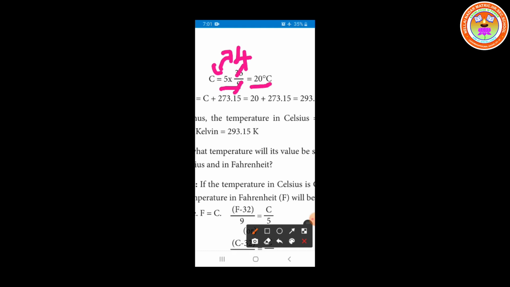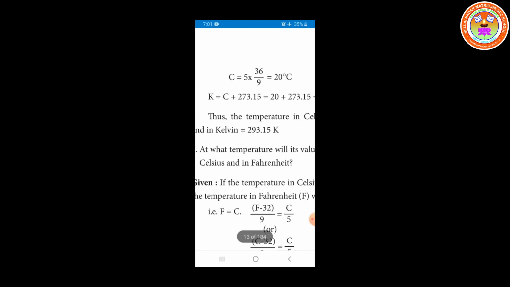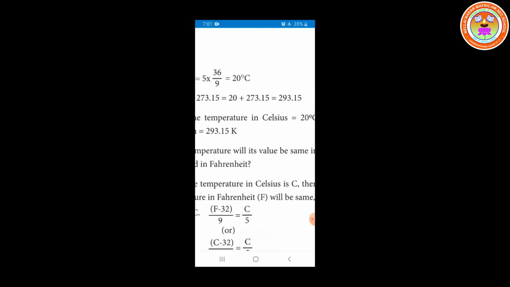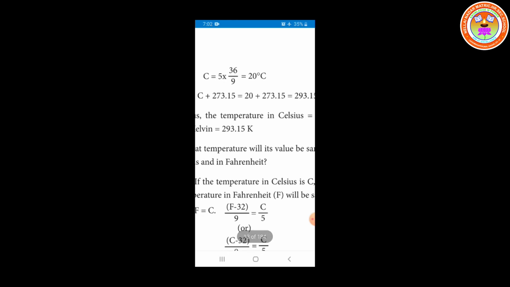The same value you have to convert into Kelvin too. Now we have the value in terms of Celsius. So what's the formula here? K = C + 273.15. Now substitute the value here. 20 plus 273.15. What's the answer here? We are getting 293.15. So this is the value in terms of Kelvin.